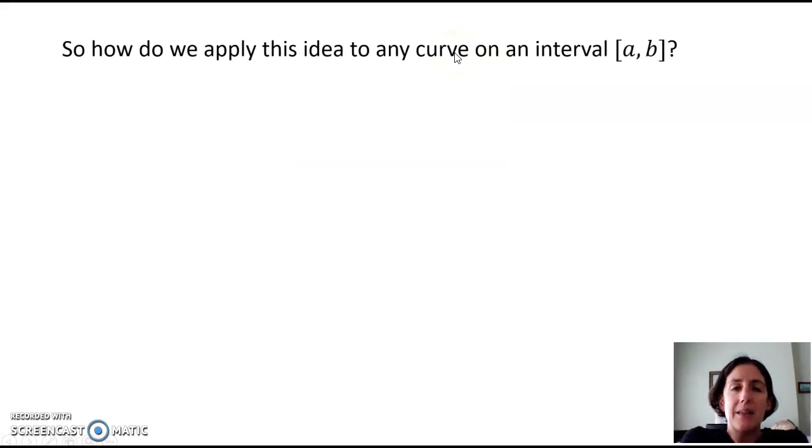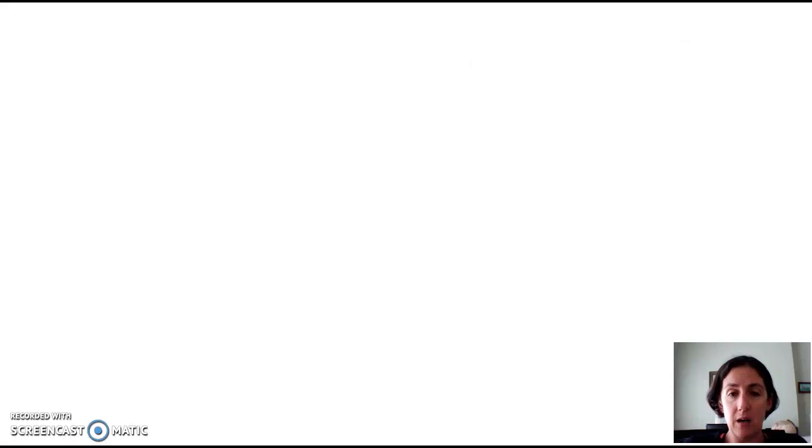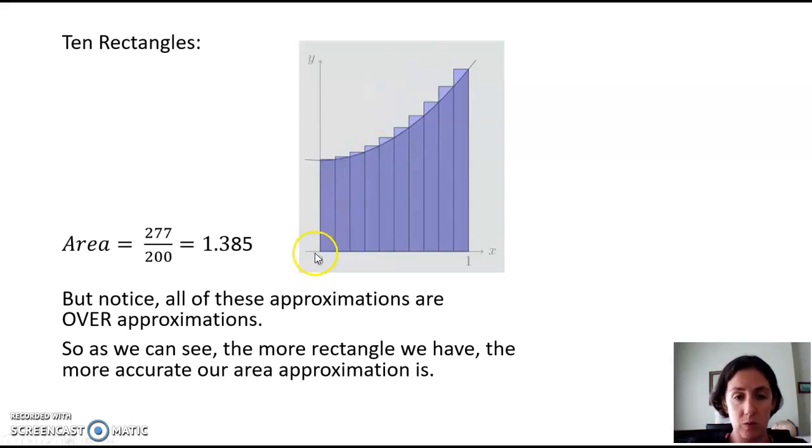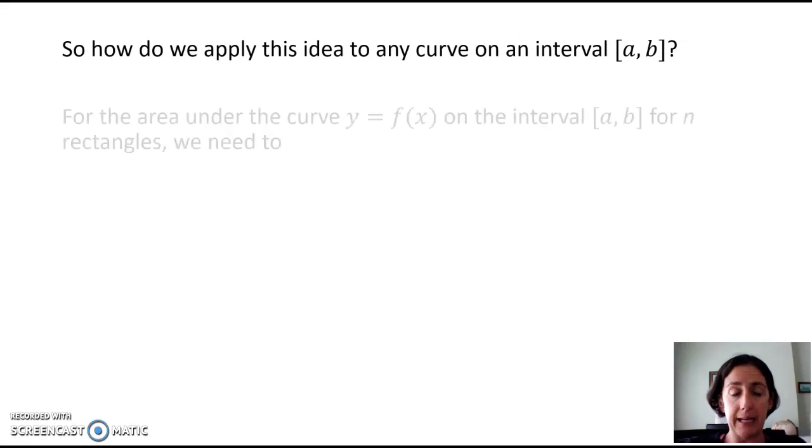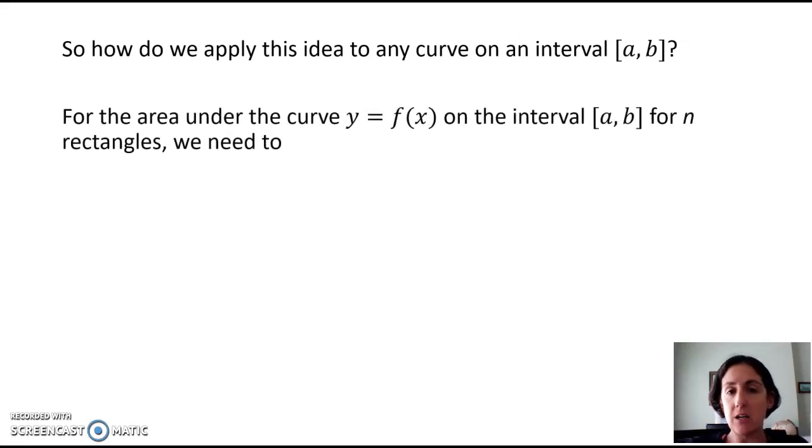So how do we apply this idea to any curve on a closed interval from A to B? So here I was blocked from 0 to 1, so I was focused on the area above the x-axis and located between 0 and 1. How do I apply this to any curve from A to B completely? So for the area under a curve y equals f of x on an interval A to B, we're going to need n rectangles. So n is any number of rectangles, 2, 5, 1,000, it doesn't matter.